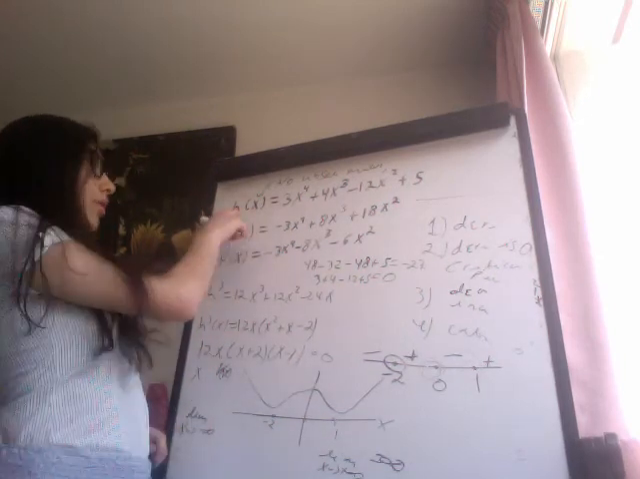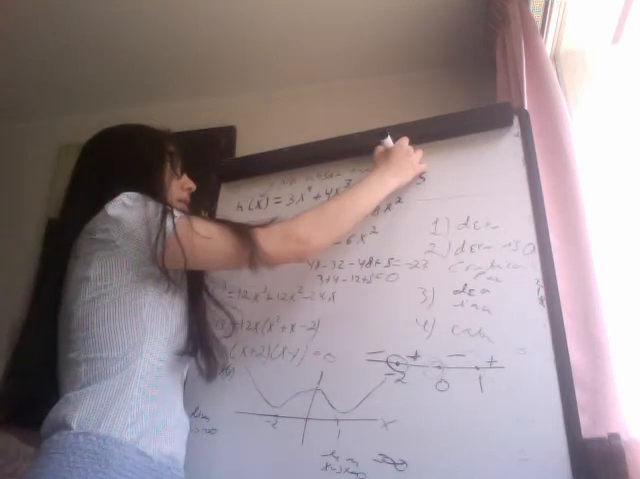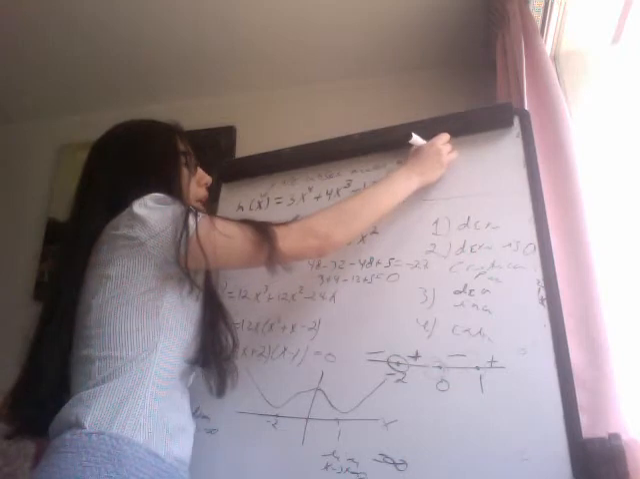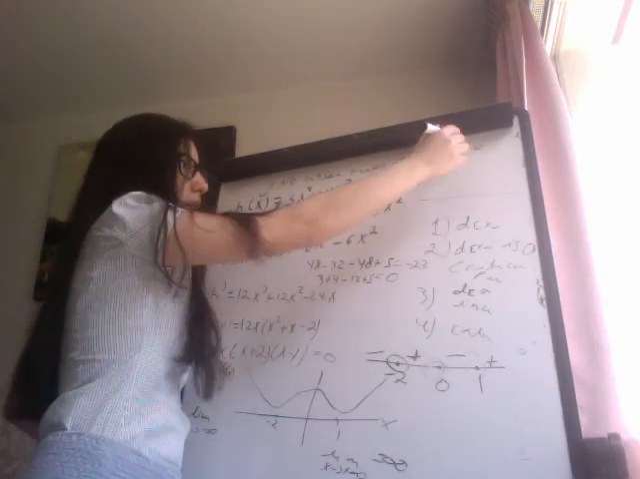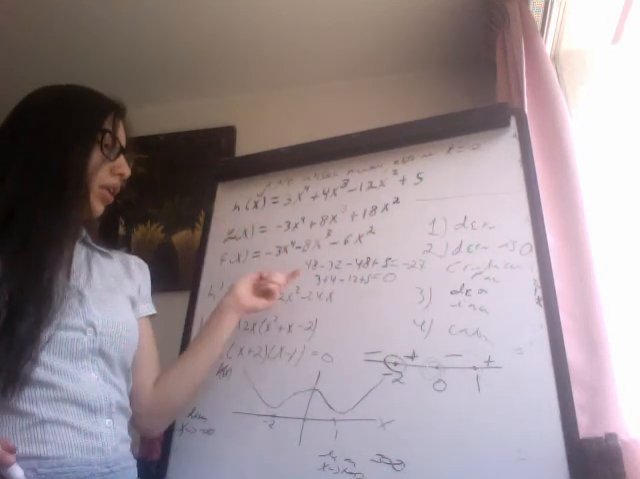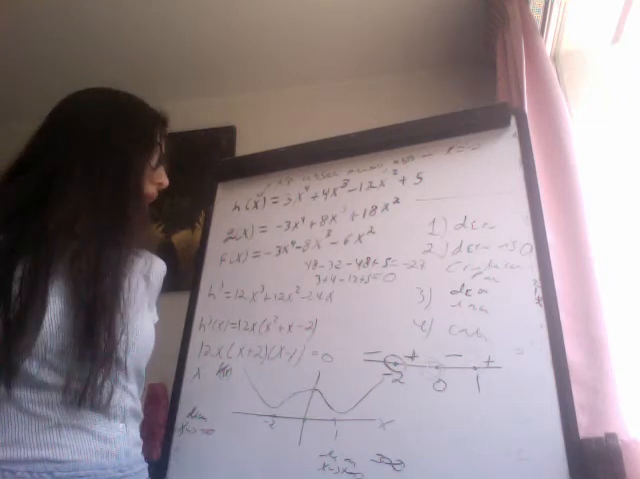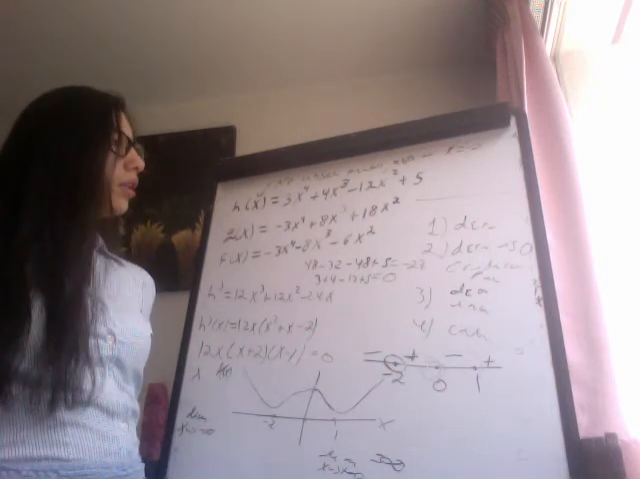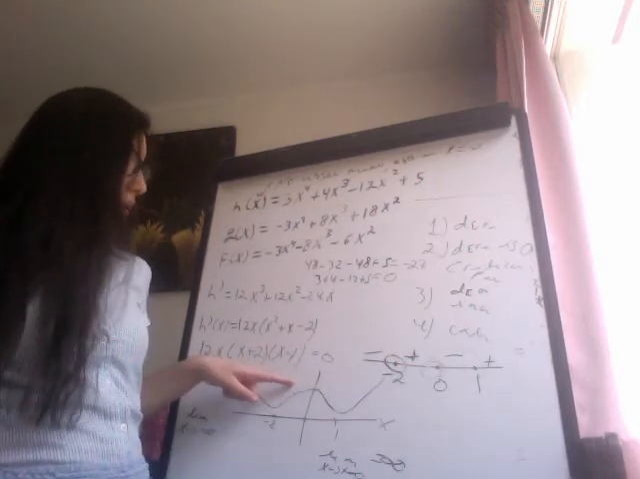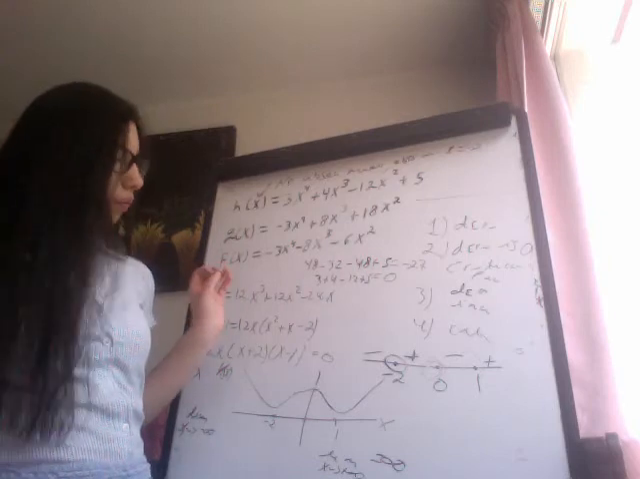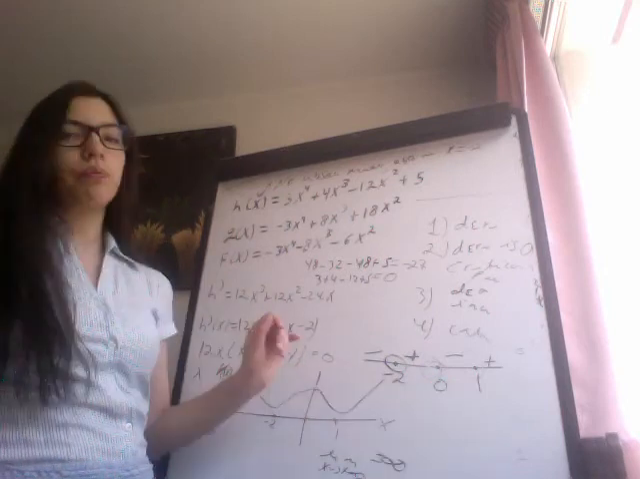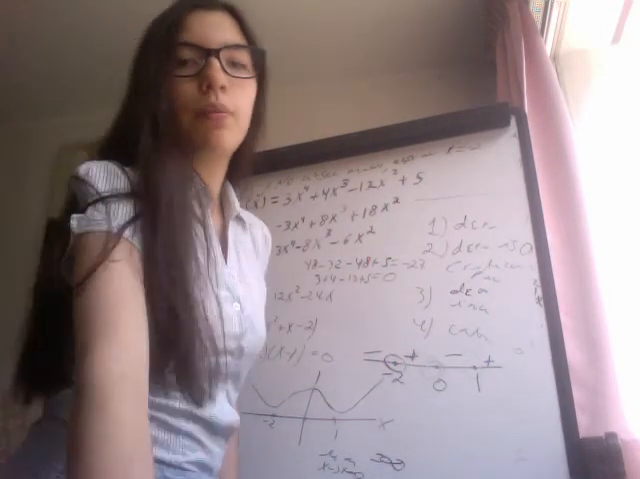So h of x has no absolute maximum. The absolute minimum is at x equals -2, where y, or h of x, is negative 27. The function has a relative maximum here at x equals 0, and another relative minimum when x is equal to 1. So this was the first example.